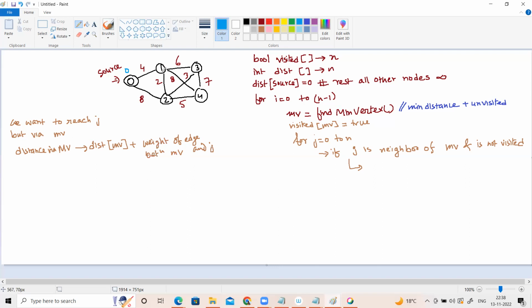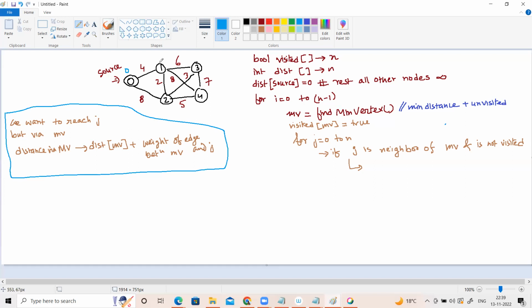The adjacency of 0 is basically 1 and 2. If we consider 1, then 0 plus 4 is equal to 4, and that is going to be distance via MV, right? It's the same thing. Suppose you have calculated, here it is 4, here it is 8. Next time when we are calculating, we will consider the minimum of all those who are unvisited, because 0 is visited. You got my point. So between 1 and 2, who is going to be visited? 1, because that has the minimum value: here 0 plus 4 is 4, here 0 plus 8 is 8, and the minimum is 4.